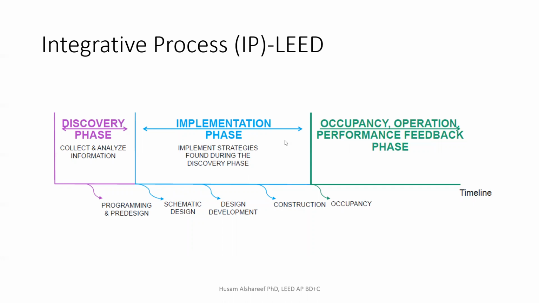So for a conventional project, in accordance with the time frame that you see in this diagram, a project starts with the programming and pre-design. And pretty much during this phase, professionals, designers and contractors sit down with the owner and create a project program to help the owner develop expectations and understand the needs of the owner. And that's the programming or pre-design phase.